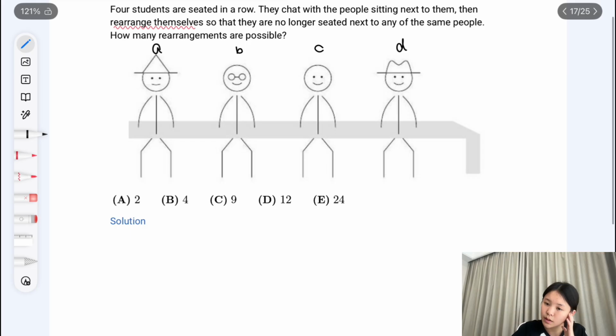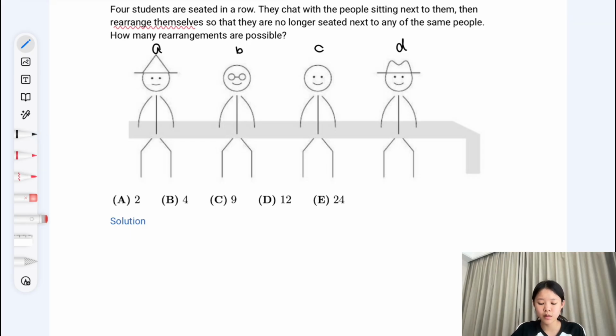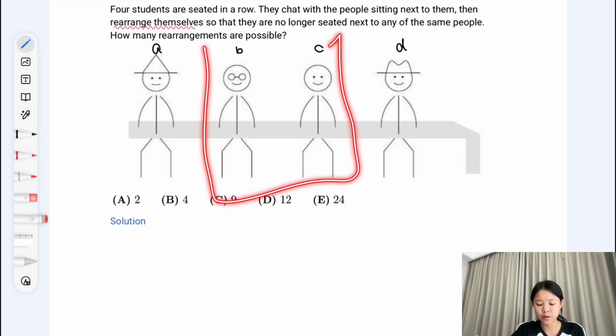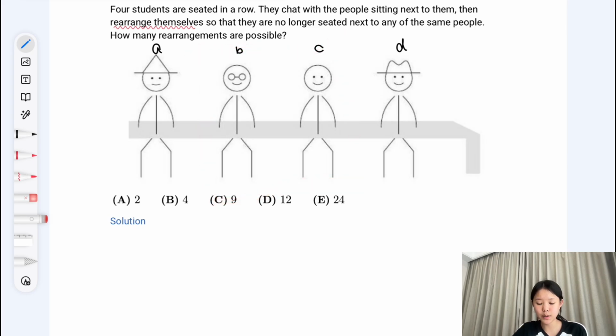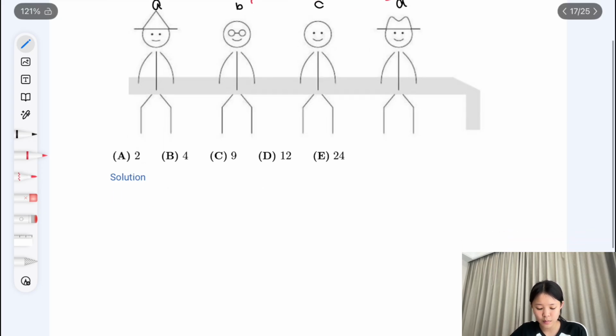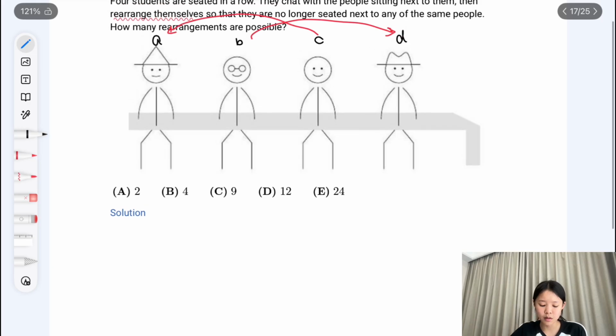And because they cannot sit next to the people that they've already sat next to before, let's look at the 2 people in the middle here, B and C. So B and C have both sat next to 2 people. For example, B has sat next to both A and C, which means B can only sit next to D here. And for C, it can only sit next to A. So that means that these 2 people are going to have to be sitting on the outside, because they can only sit next to one other person.